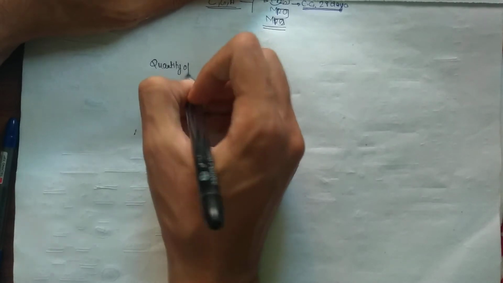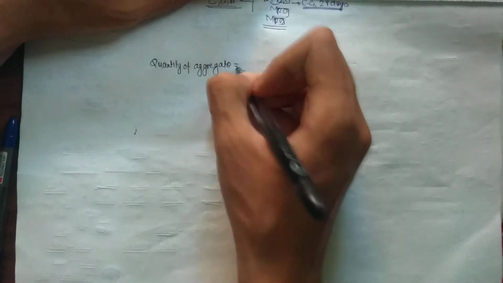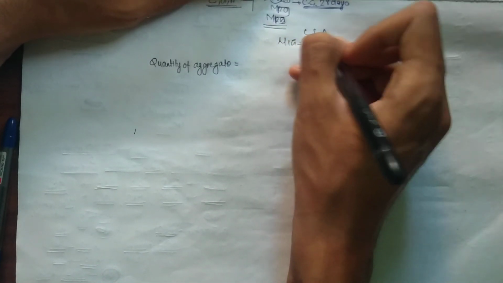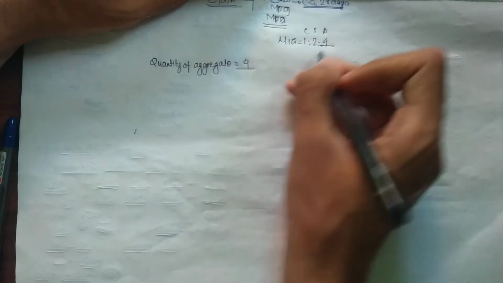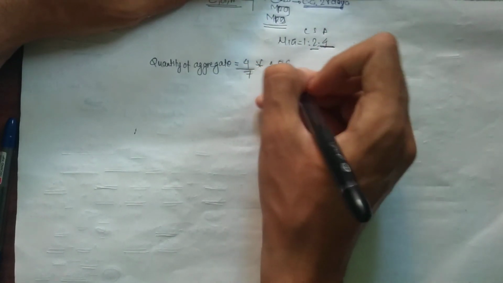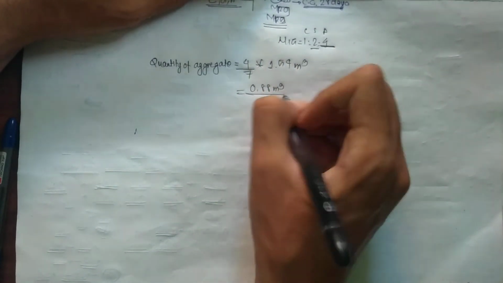So in order to calculate the quantity of aggregate, same formula. The part of aggregate, which is for M15, is 1:2:4, cement, sand and aggregate. Part of aggregate is 4, where the total proportion is 7, into dry volume of 1.54 meter cube. So we obtain this as 0.88 meter cube. This is the quantity of aggregate.